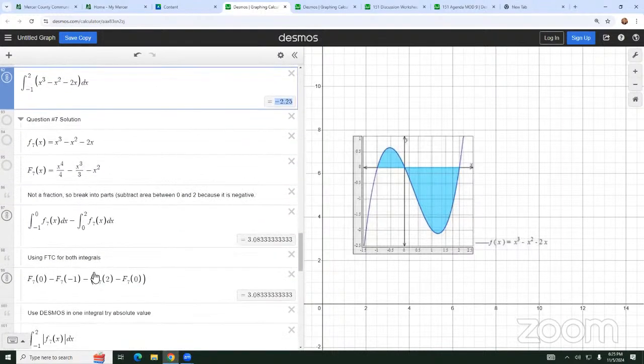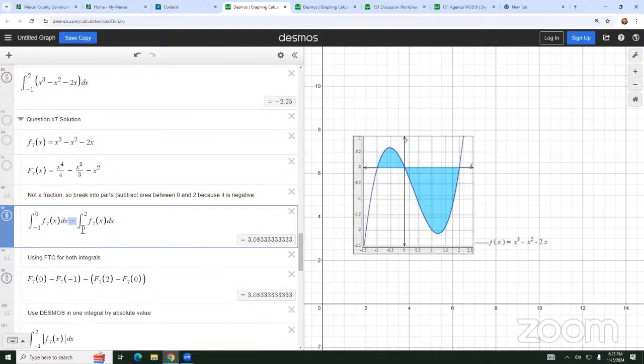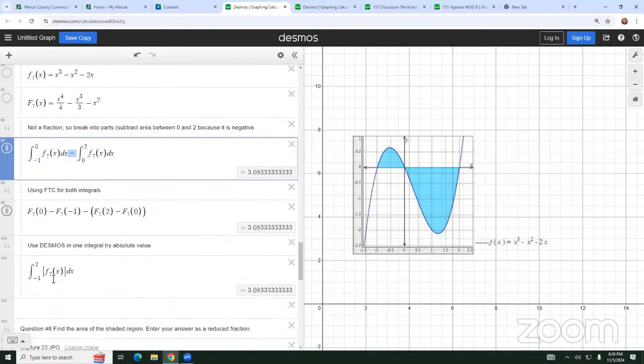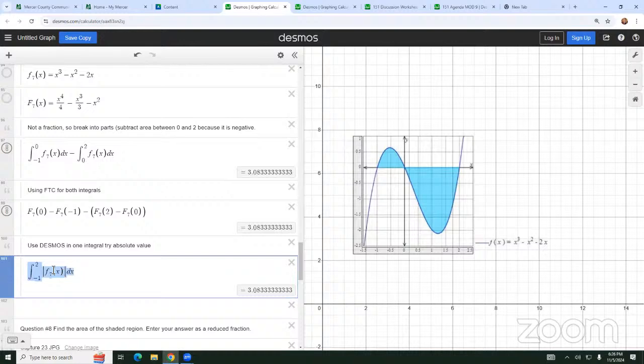You can break it up to its positive part and then figure out what the negative part is, and then subtract the negative part. So from 0 to 2, you subtract it instead of adding it. Or you could just put an absolute value in with your integral and it will automatically do it.